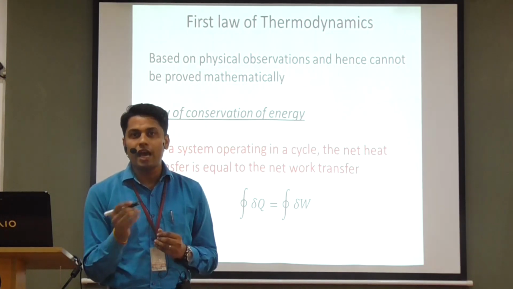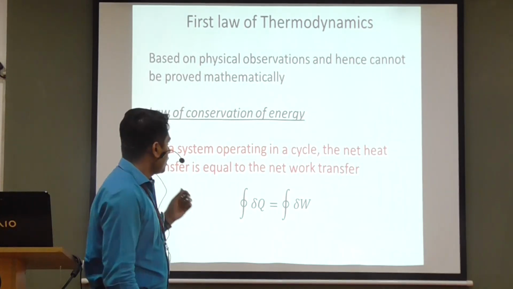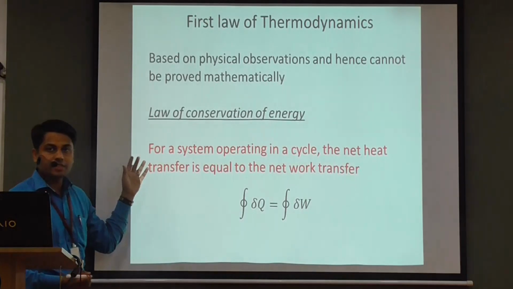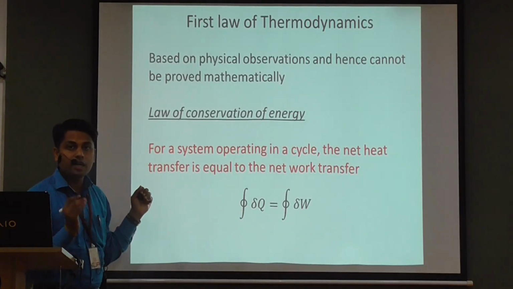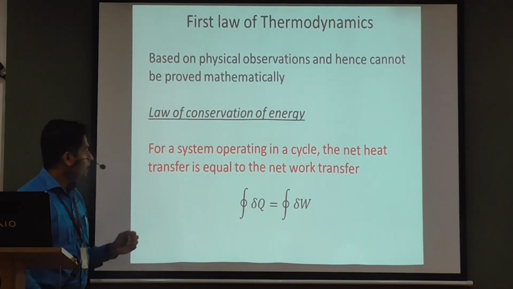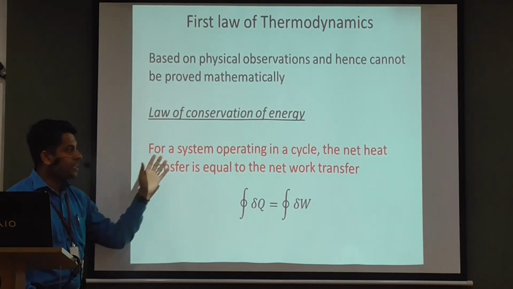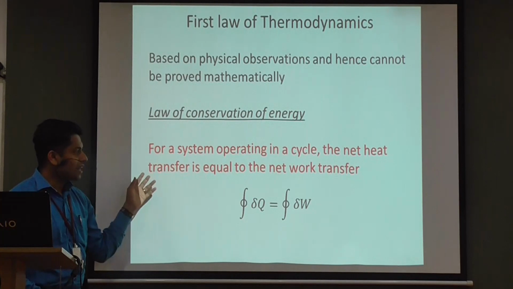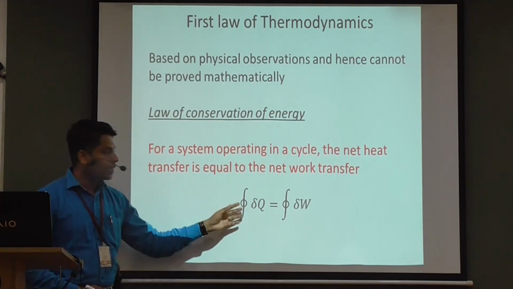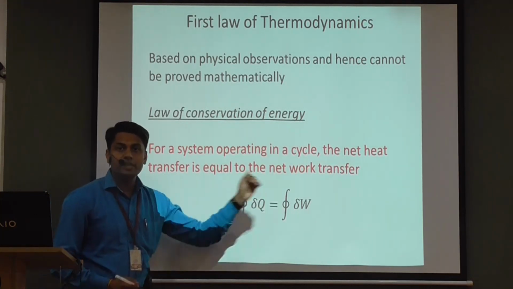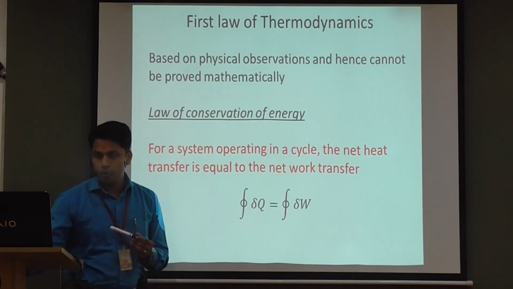Now, coming to the first application, that is, the application of the law of conservation of energy, or the first law, for a closed system undergoing a cycle. Here, for a system operating in a cycle, the net heat transfer is equal to the net work transfer. The closed integral of delta Q will be equal to the closed integral of delta W.